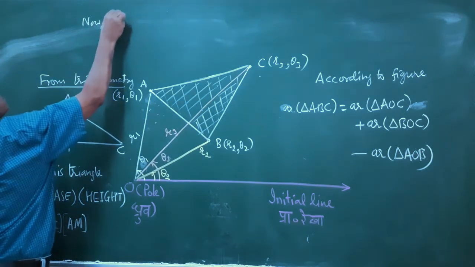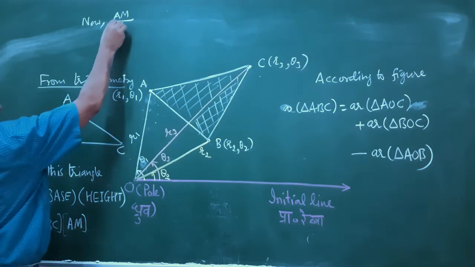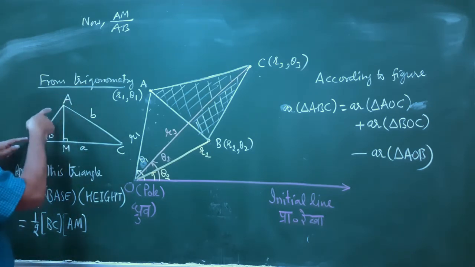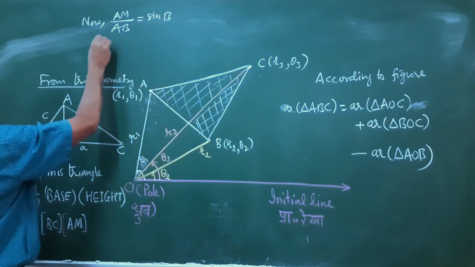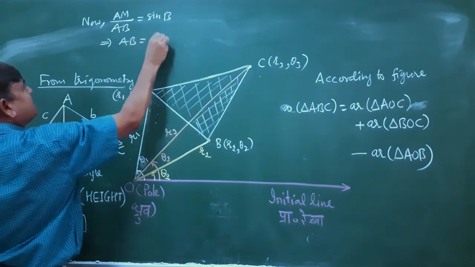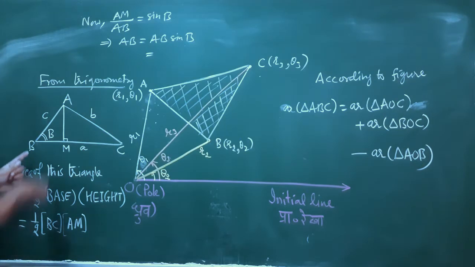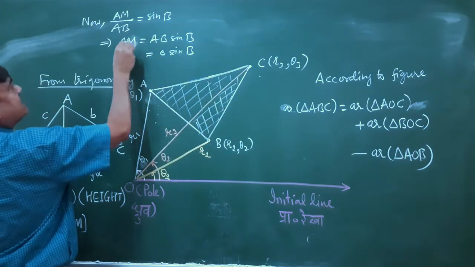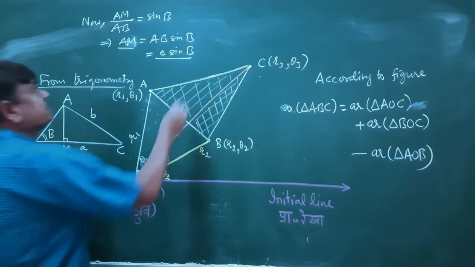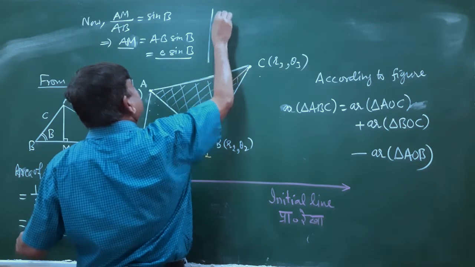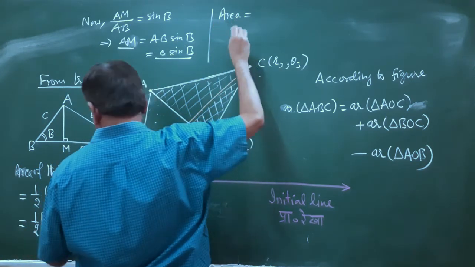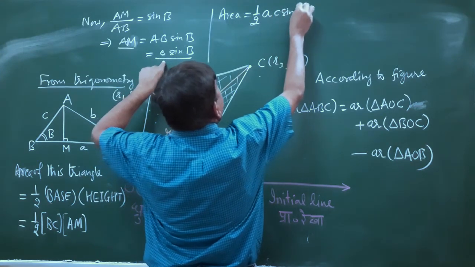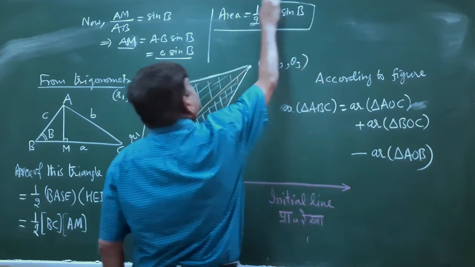AM we have to calculate. So AM, perpendicular, with respect to this angle B, upon AB. This side is b, this side is c, and this side is a, small letters. So AM upon AB is sine B. This implies AM equals AB sine B, and AB is small c. So the height AM is c sin B. Therefore, area is given by 1 by 2 BC, where BC means small a, and the height is c sin B. This is a very important formula.